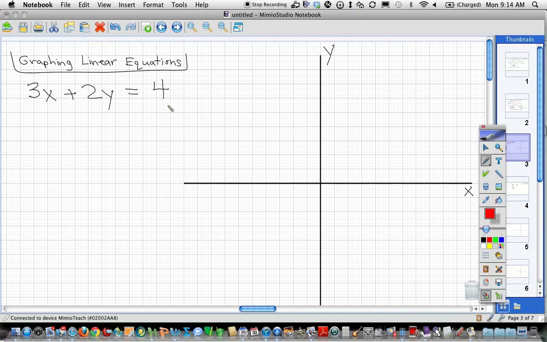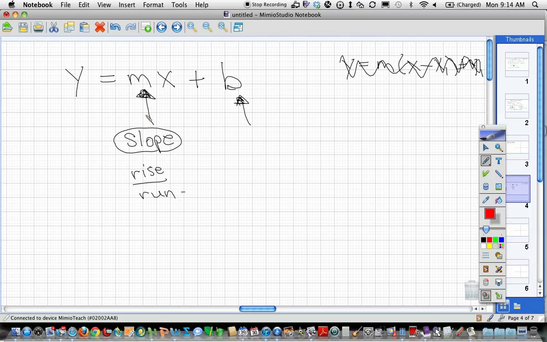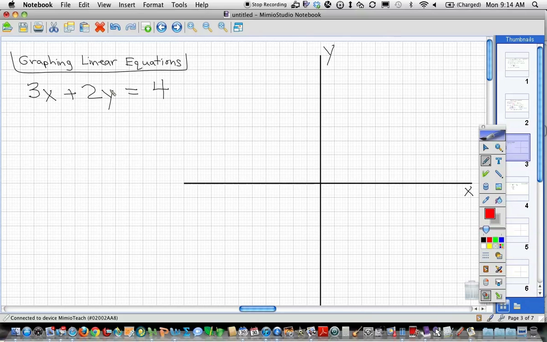Okay, so coming back to this problem, we've already decided that we want to get the y by itself. Now, why do we? Because we want it to look like this, right? So we want to get the y by itself. How would I get the y by itself? I would get rid of the 3x by putting a negative 3x. Everybody write that down on your paper. Take away 3x from both sides.